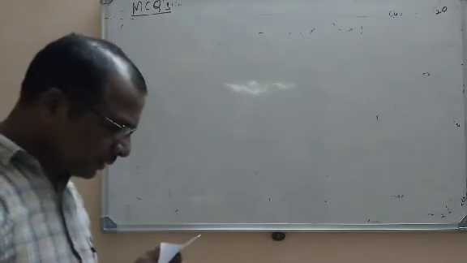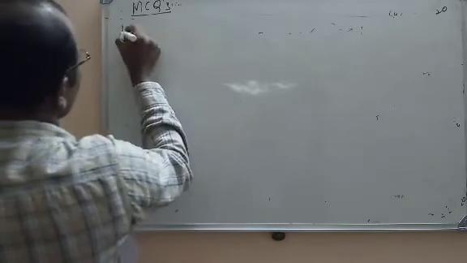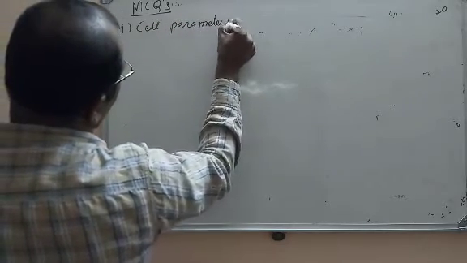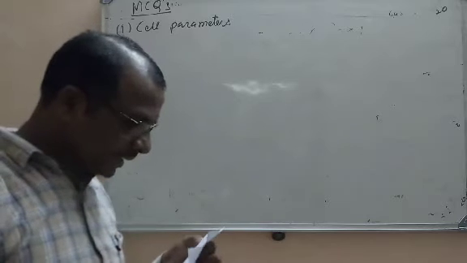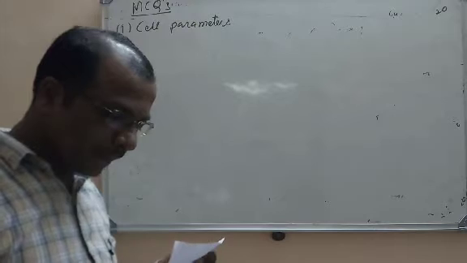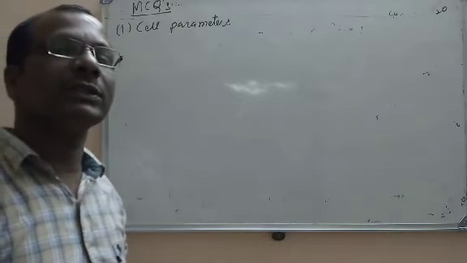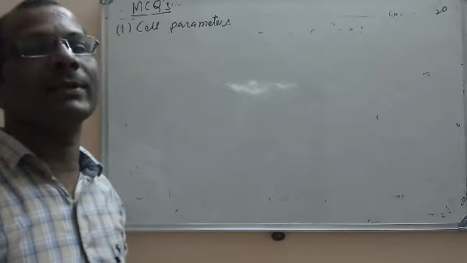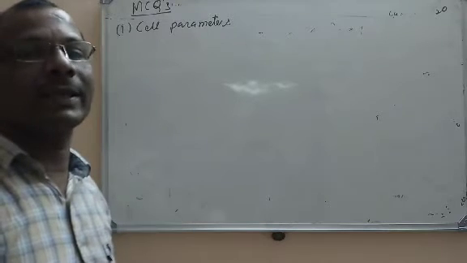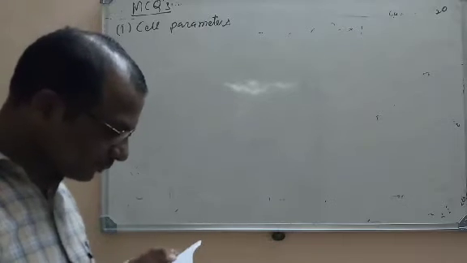First objective question: what are cell parameters? Option A, lengths of the edges. B, angles made by the edges. C, both. D, none. What are cell parameters? a, b, c and alpha, beta, gamma. What are those? Lengths of the edges and also angles made by the edges. So what is the correct option? Both. Cell parameters mean edge lengths and also the angles made by the axes.